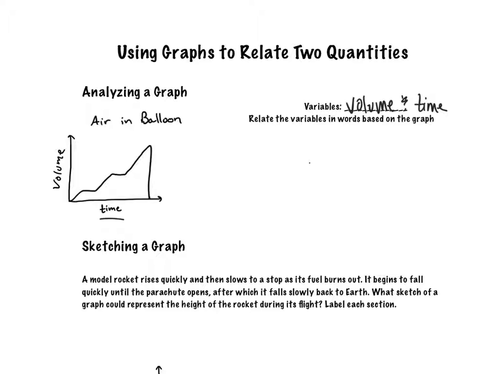Some of the things that we will look at when we talk about analyzing graphs is relating what is happening based on the graph. You might not be exactly right, but as long as it makes sense for the graph, I'm okay with that. So if I look here, I'm starting with no volume at time 0. So over here, I have 0 volume at time 0. Anybody have an idea of what's happening from here to here?